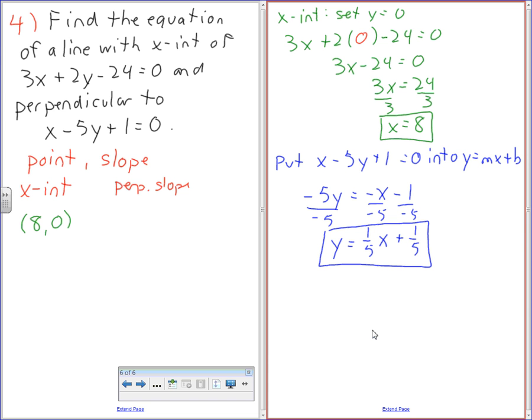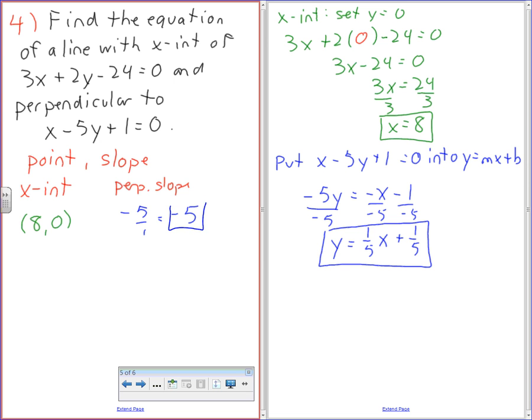How do we get the perpendicular slope to 1/5? Negative, right? Yes. 5 over 1. Good. So the perpendicular slope here is going to be negative 5 over 1, which is just negative 5. So 1/5 flips to negative 5 over 1.